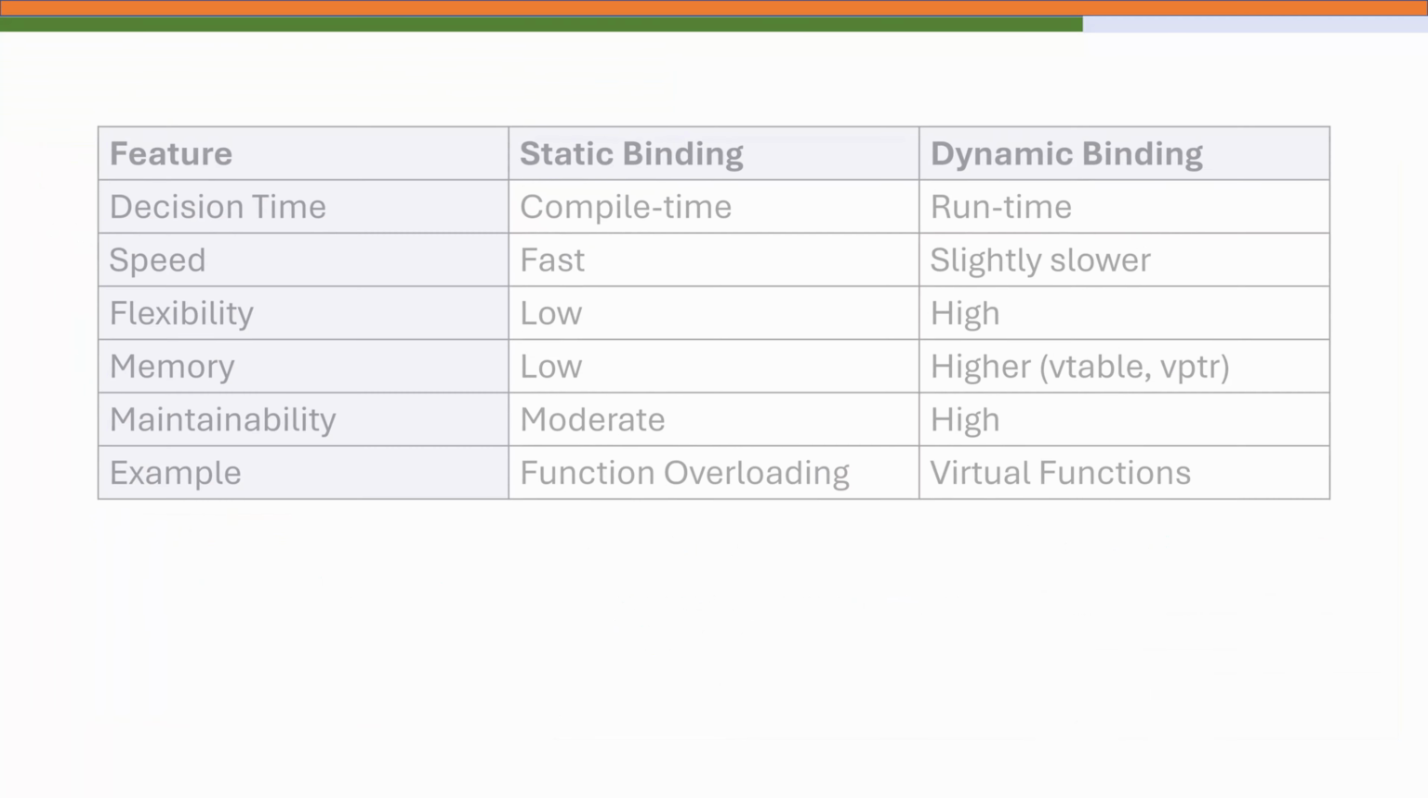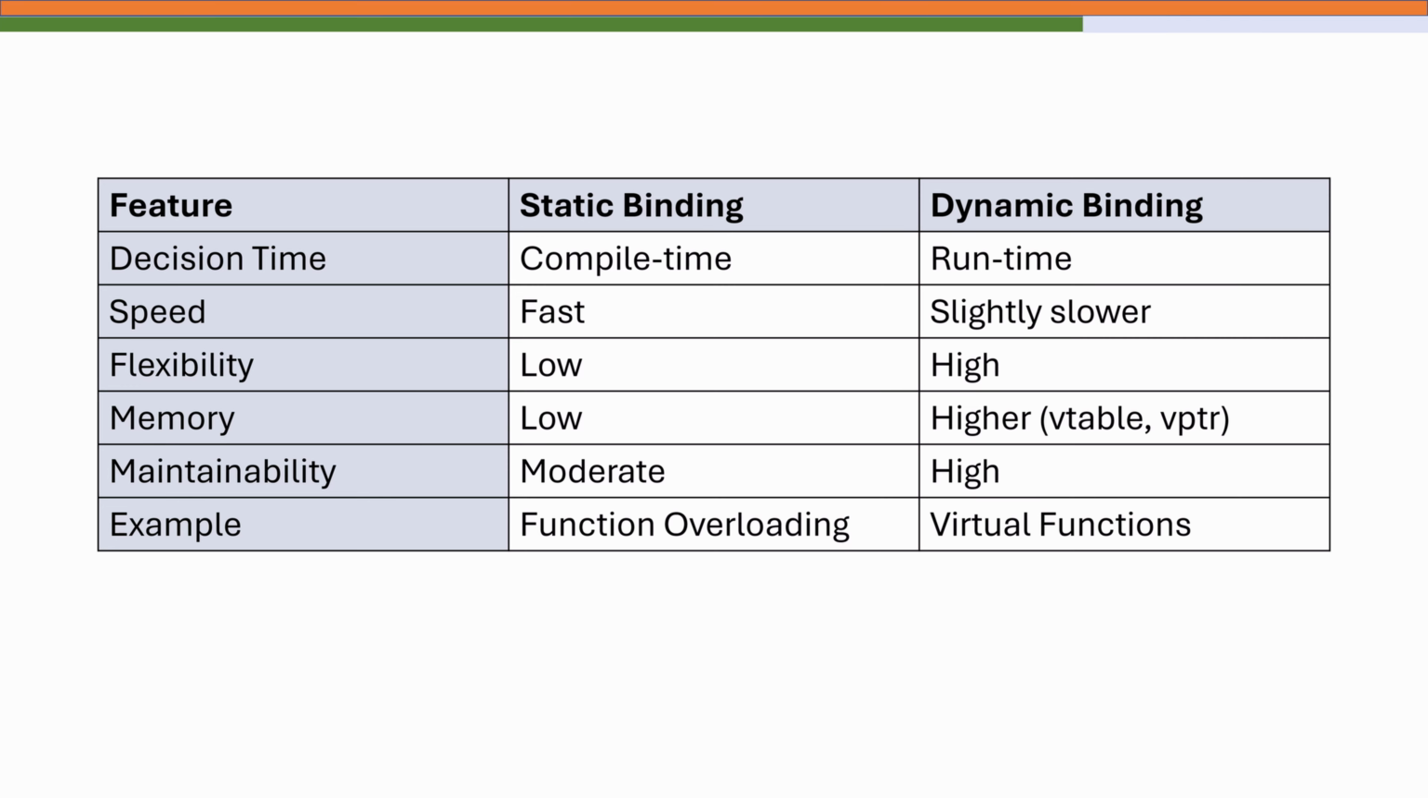Now that we understand both static and dynamic binding, let's step back and compare them: when each one should be used and what trade-offs come with them. Remember one thing: static binding happens at compile time and dynamic binding happens at runtime. Each has its strengths and limitations depending on the situation. Static binding gives us speed and simplicity, while dynamic binding gives us flexibility and scalability. So the key is to choose wisely based on your design goal.